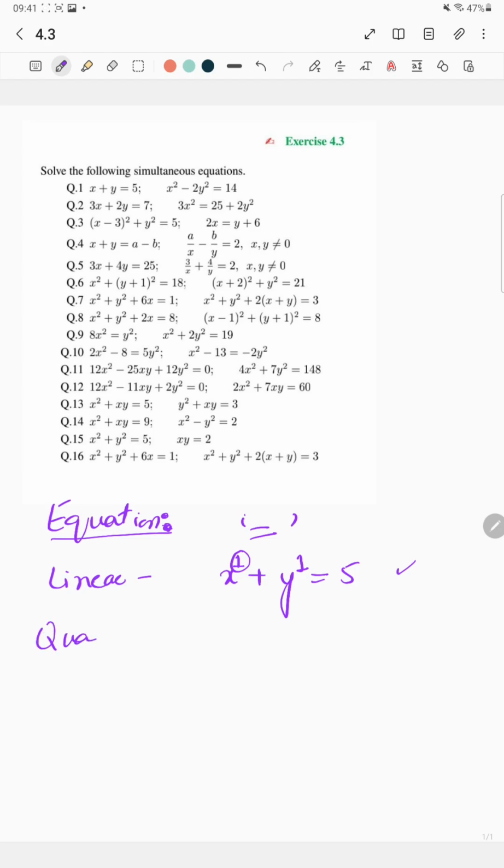What is a quadratic equation? The equation of degree 2 is called a quadratic equation. What is degree? The maximum power. The maximum power is 2 here. So this is a quadratic equation.